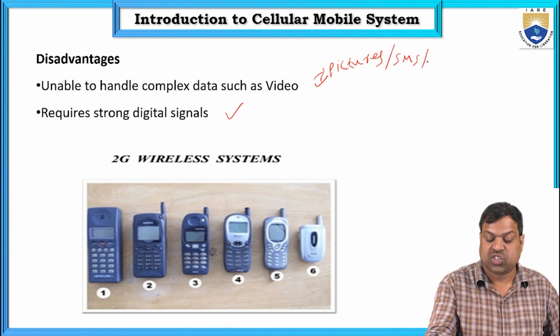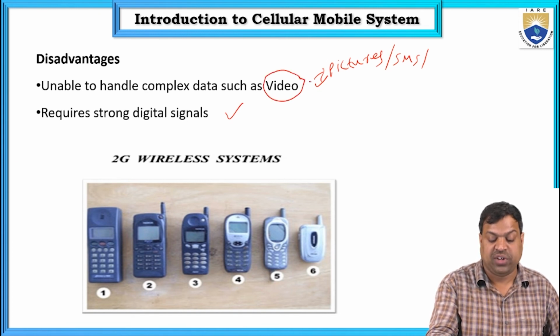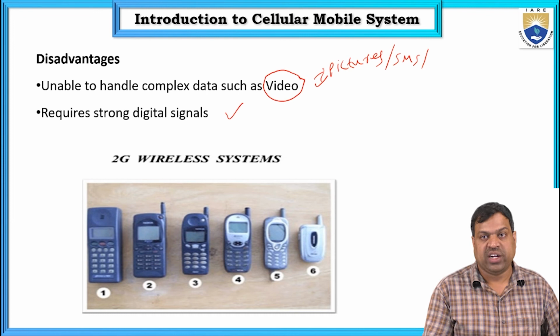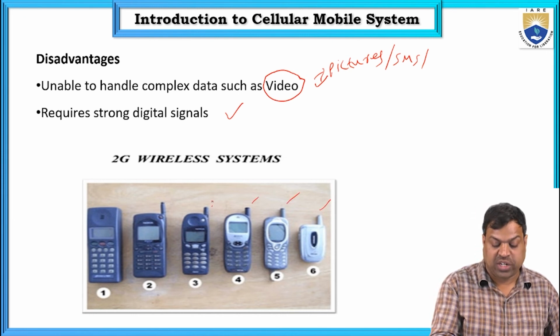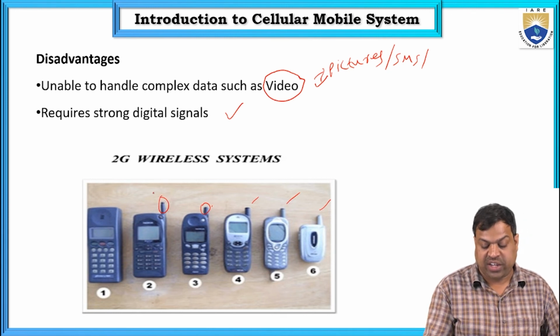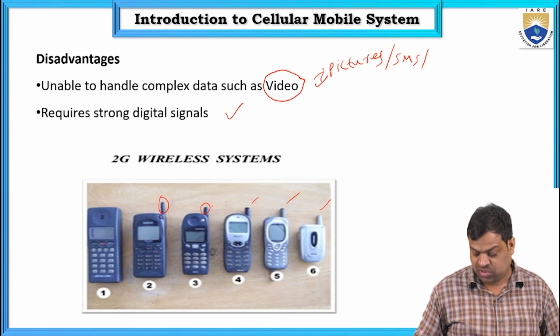SMS and short videos are possible, but large videos are not possible to allocate. Sending the videos is not possible. Why? Because less data and less data speed is possible. That is the reason. And these are the phones of 2G. It is also showing antennas. Carrying them is difficult in the 2G phones.